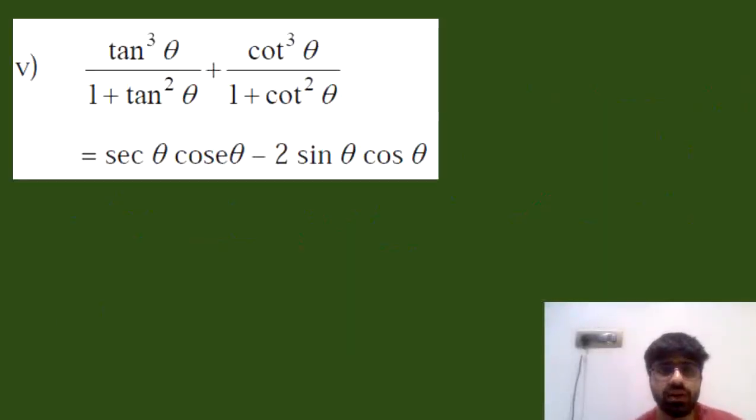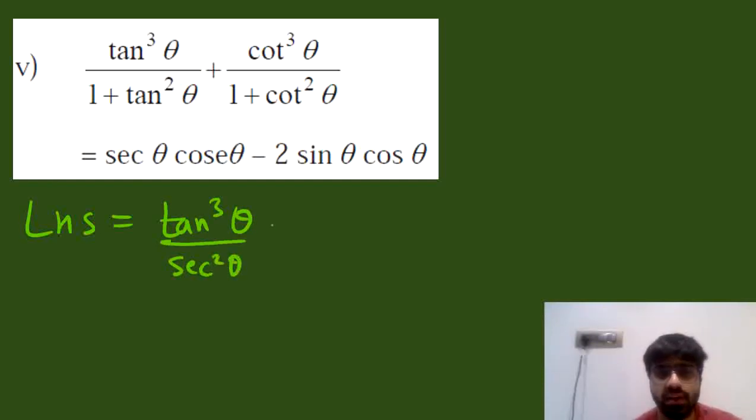The fifth one, tan cube theta upon 1 plus tan square theta, that's your left hand side, plus we have cot cube theta upon 1 plus cot square theta. It's just an application of the standard formula. So we have tan cube theta, 1 plus tan square theta is sec square theta, plus cot cube theta, 1 plus cot square theta is cosec square theta.